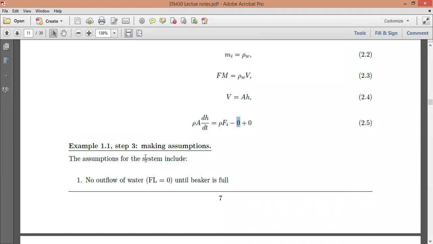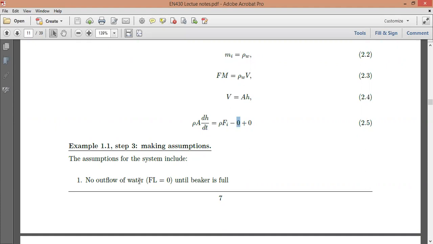Now we make assumptions for the system. We've already begun making them from our mass balance. You always have to write the assumptions before you calculate. You calculate based on assumptions after all, so you need to justify that. You need to place those assumptions first. The first assumption we're making is that there's no outflow of water. Based on the information we've been given, we can actually call it a fact, but we'll call it an assumption.